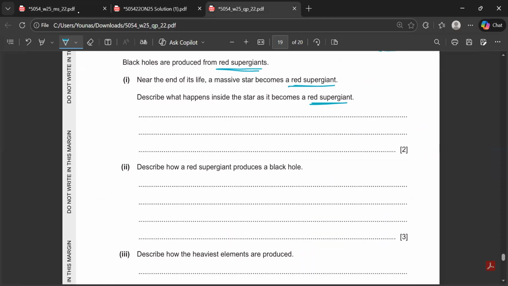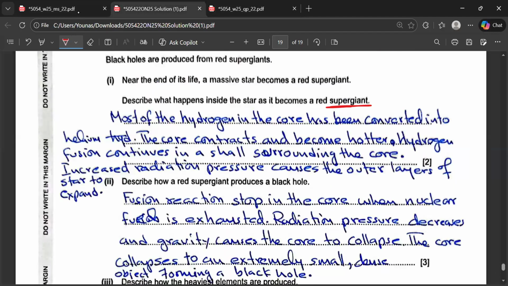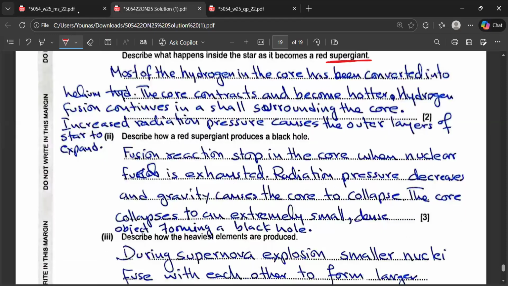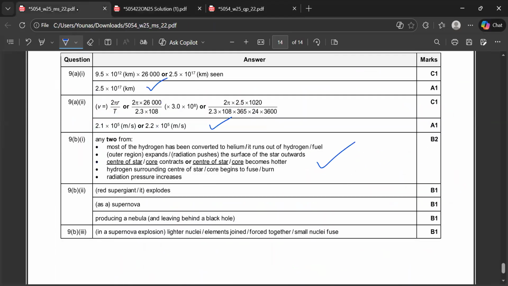So the second part is, describe how a red supergiant produces a black hole. Okay. So what will happen? The fusion reaction stops in the core when the nuclear fuel is exhausted. Radiation pressure decreases and gravity causes the core to collapse. The core collapses to an extremely small, dense object, forming a black hole. So in the marking scheme, it says the red supergiant explodes as a supernova, producing a nebula, leaving behind a black hole.